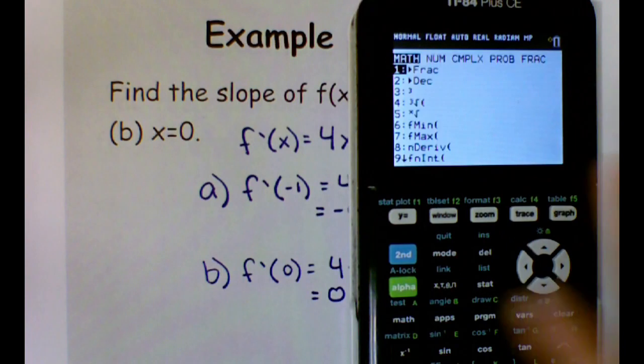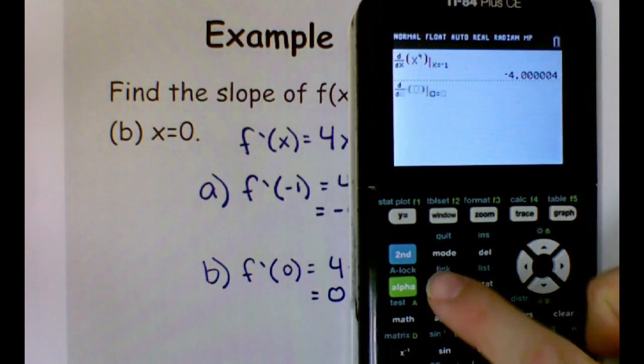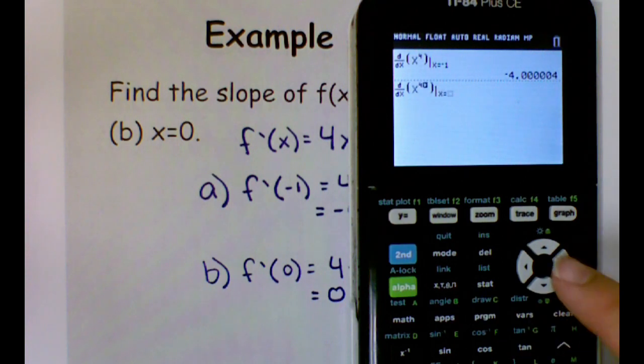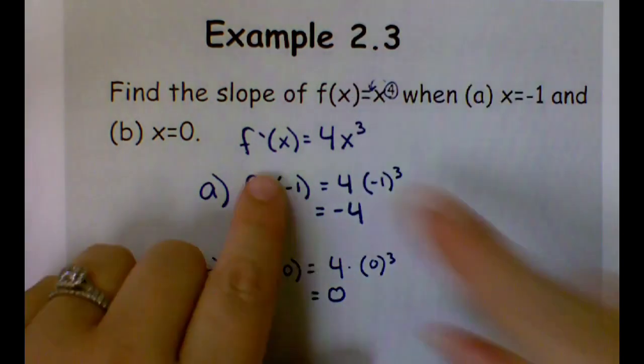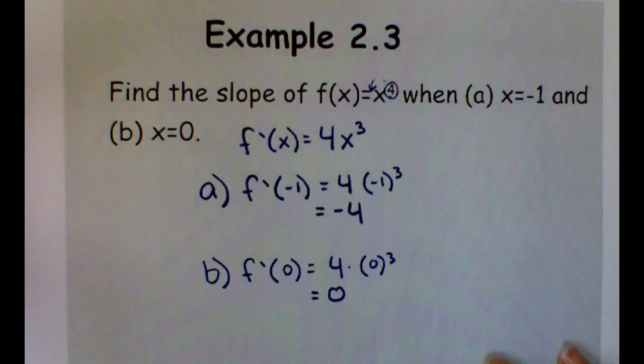So we hit math. Option 8 is nDeriv. You type in x for d/dx. You type in your function, which again is x to the 4th power. And then we want x is 0. Press enter, and look at that, our answer is 0. This will not find the general derivative, which is this part right here. Your calculator won't do that for you. You have to do that by hand.